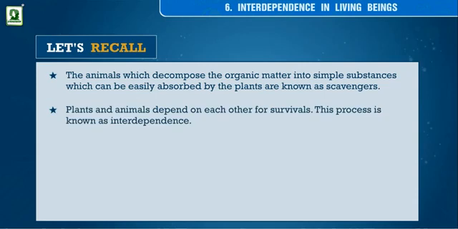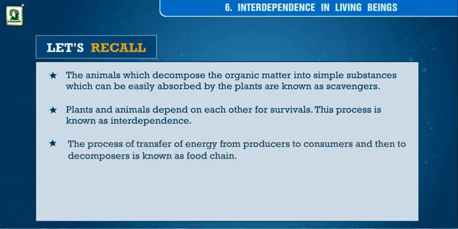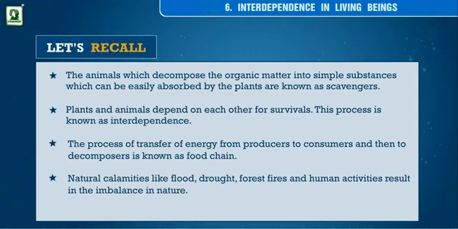Plants and animals depend on each other for survival. This process is known as interdependence. The process of transfer of energy from producers to consumers and then to decomposers is known as food chain. Natural calamities like flood, drought, forest fires, and human activities result in the imbalance in nature.